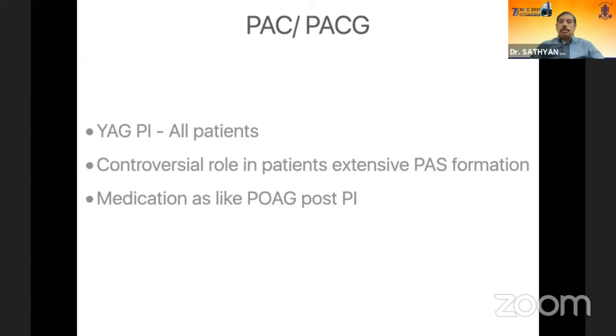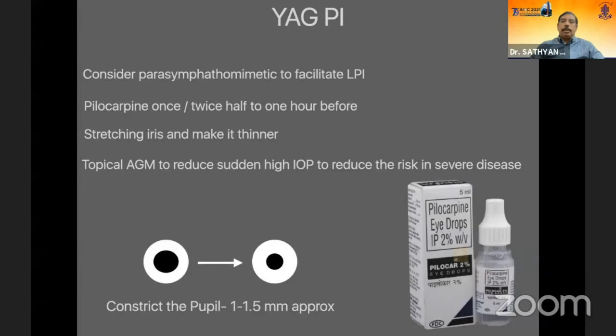Coming to primary angle closure and angle closure glaucoma, all patients require a PI, but there is a controversial role of PI in patients with extensive peripheral anterior synechiae formation. It is understandable. We just have to treat these patients as per the primary open-angle glaucoma preferred practice pattern once you have done the peripheral iridotomy.